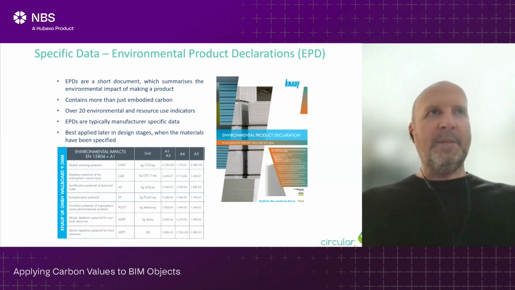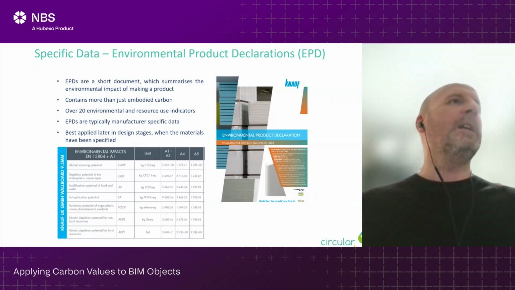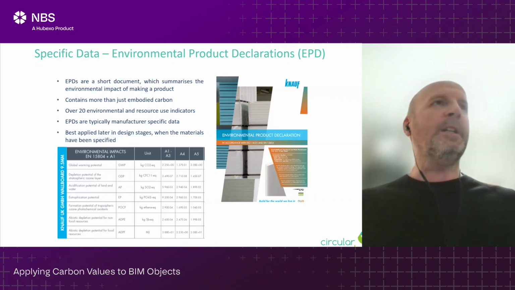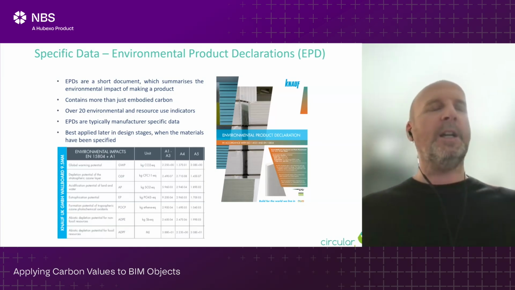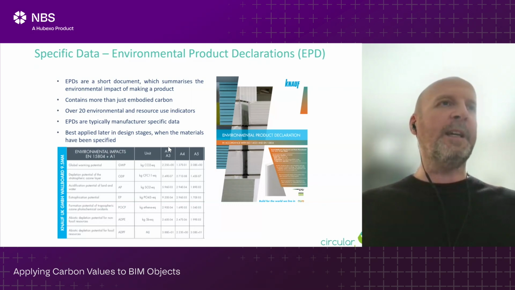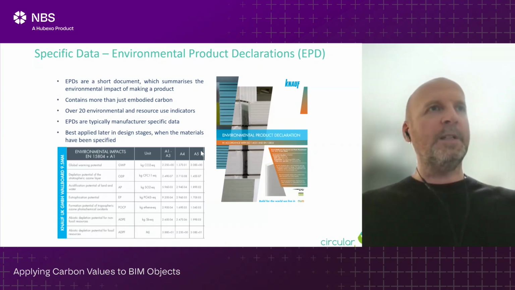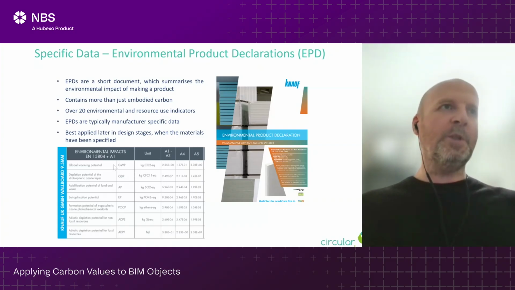Now, specific data, that brings me to environmental product declarations, EPDs. Lee's mentioned EPDs in the presentation. And they're ultimately a short document which summarizes the environmental impact of making a product. And you have an example EPD here. They have quite a standardized way of breaking down the results in these modules, A1 to 3 being cradle to gate, A4, transport from gate to construction site, and A5 is the construction site impacts. And they cover far more than just carbon.